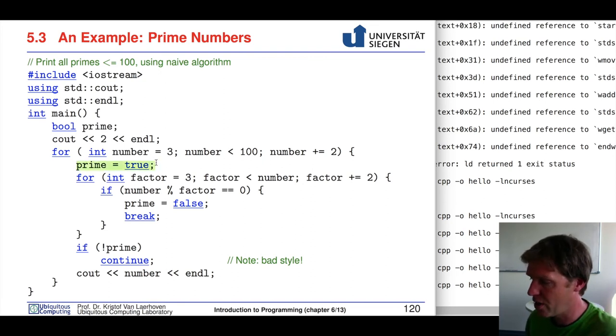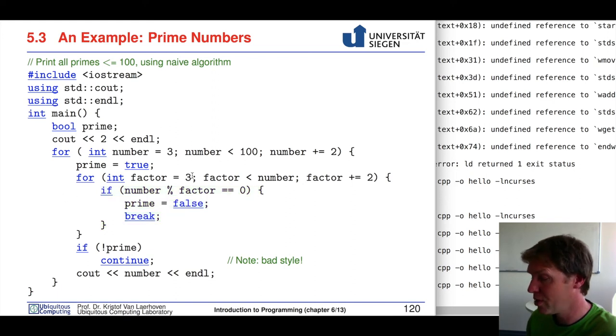Now, for each iteration, we start with the boolean prime as true. So we assume that this is going to be a prime number, and then in a second for loop, where we look for the factor, we see whether our number divided by the factor leaves a remainder that is 0. And as we've seen, we can do this with the modulo operator. So if the number modulo the factor equals 0, that means that this number can be divided by the factor, and then there's no remaining part, so it will be 0. In that case, this number can be divided by our factor, and our prime number assumption is false. So this is all packed up in this if test.